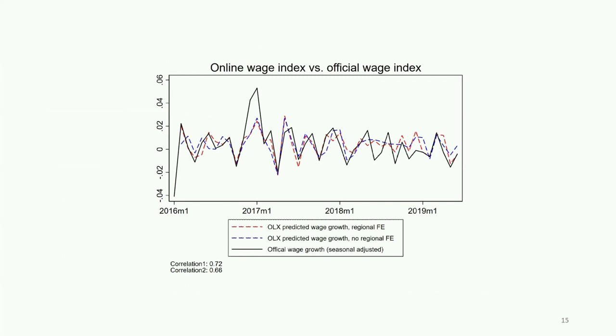And in this figure, what I try to show is that, as I said, our data cannot speak for the whole labor market in Ukraine. However, by simple comparison, we still observe that the online wage index obtained from our data is highly correlated with the official wage index. Actually, we had a correlation of 72%, which is not bad. So based on this kind of simple comparison, to some extent, we can be reassured and go ahead with our analysis, and be reassured that whatever results we get from our analysis can, to some extent, have practical implications for policy making.